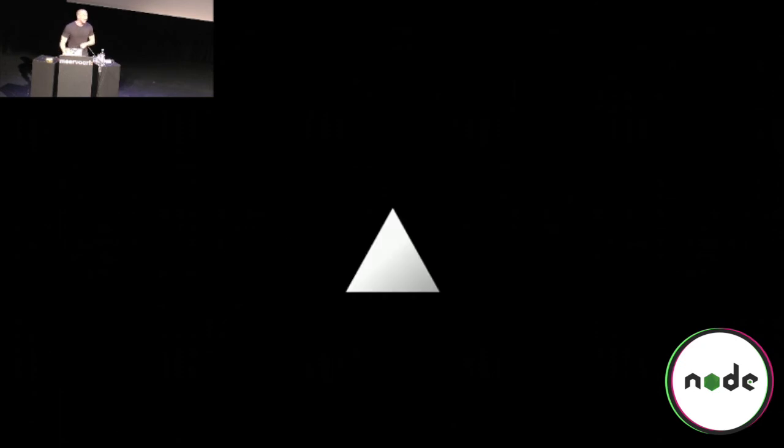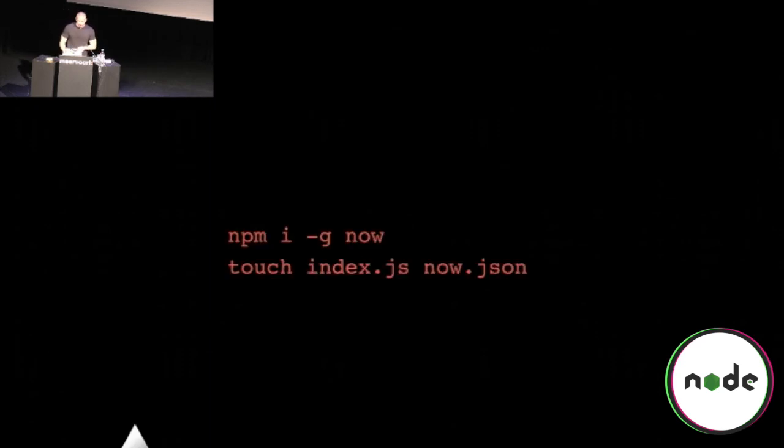Now, we'll look at Now. So Now is a part of Zeit. They also have the framework for JavaScript that you've probably heard of, Nuxt.js, server-rendered JavaScript. So this is probably the simplest way that I've found really to get up and running with this stuff. You install the global Now package, and then you now have this Now binary you can work with.